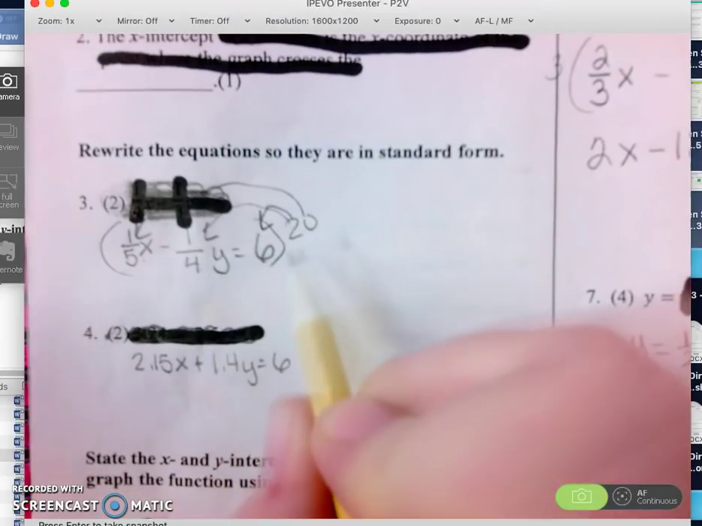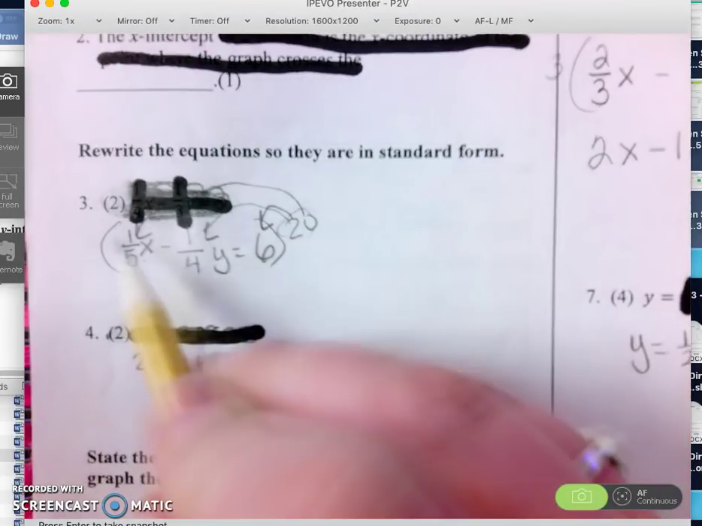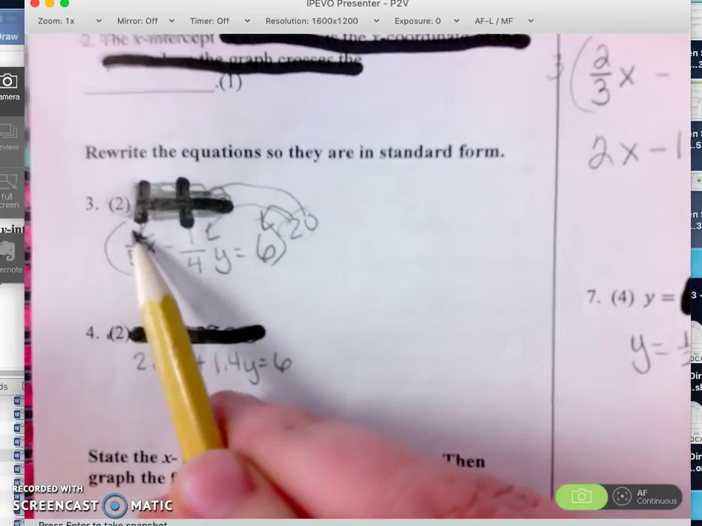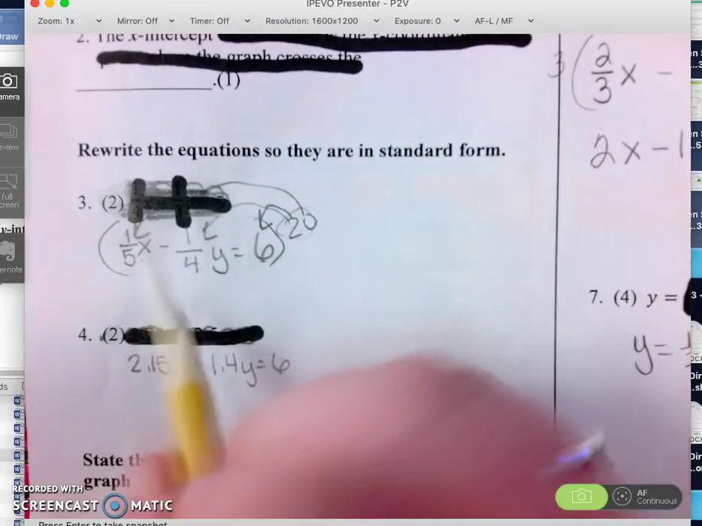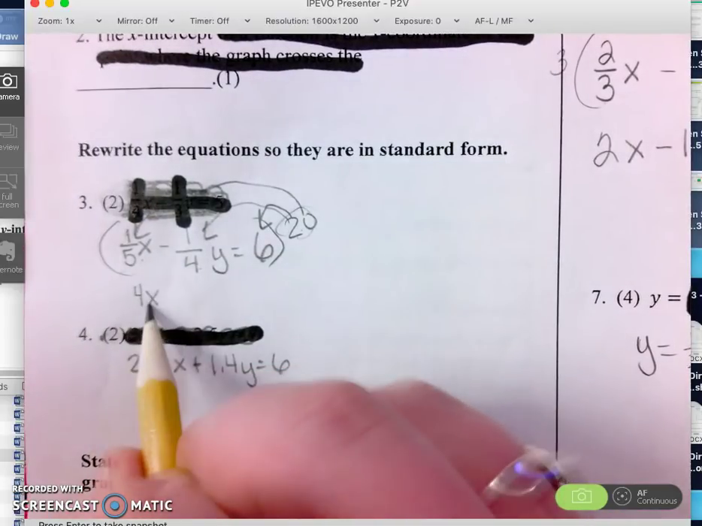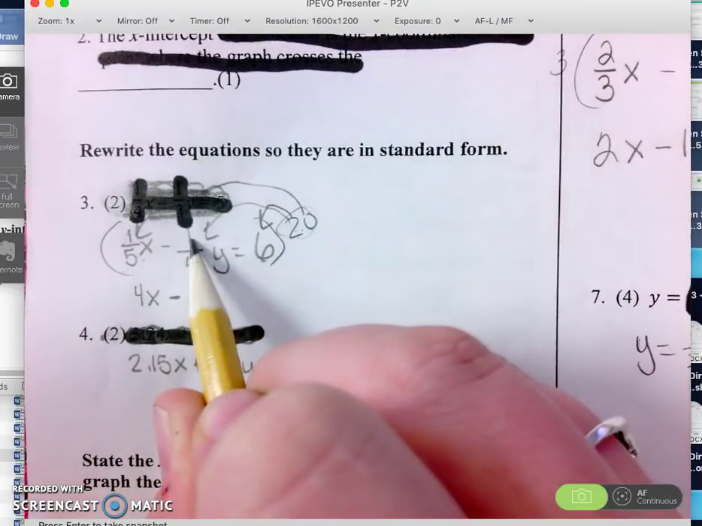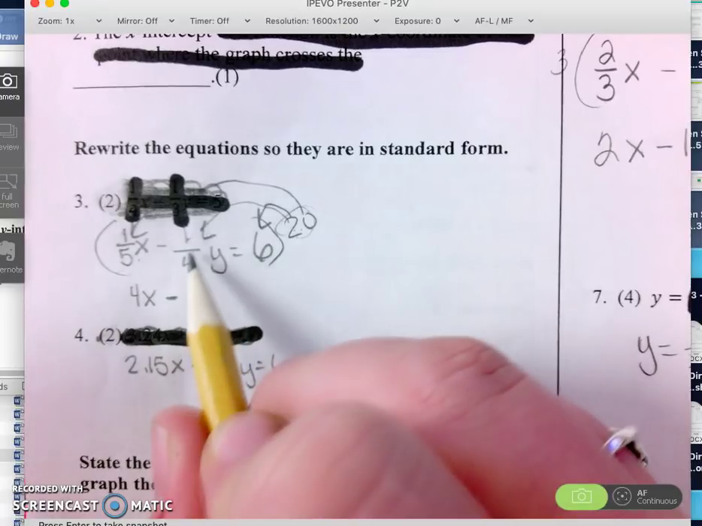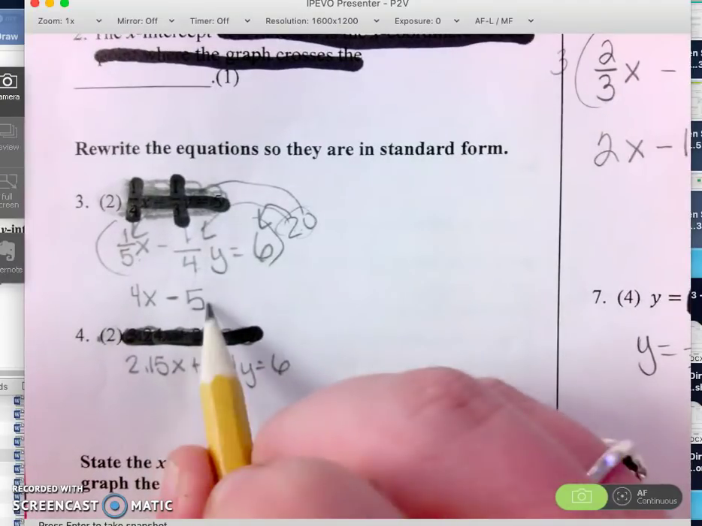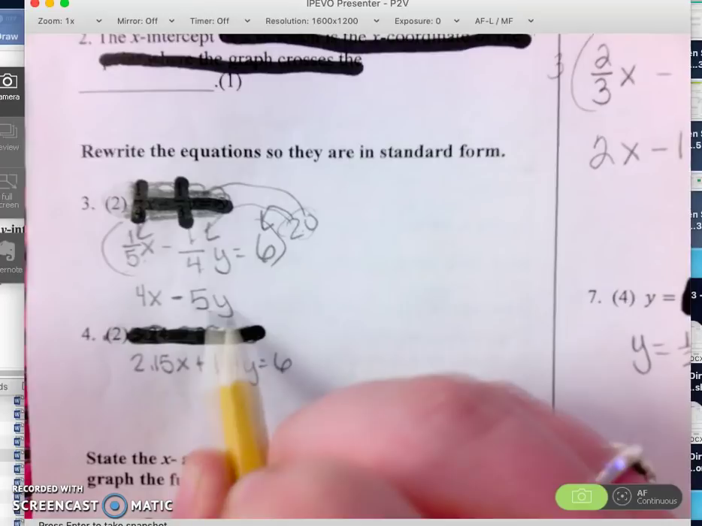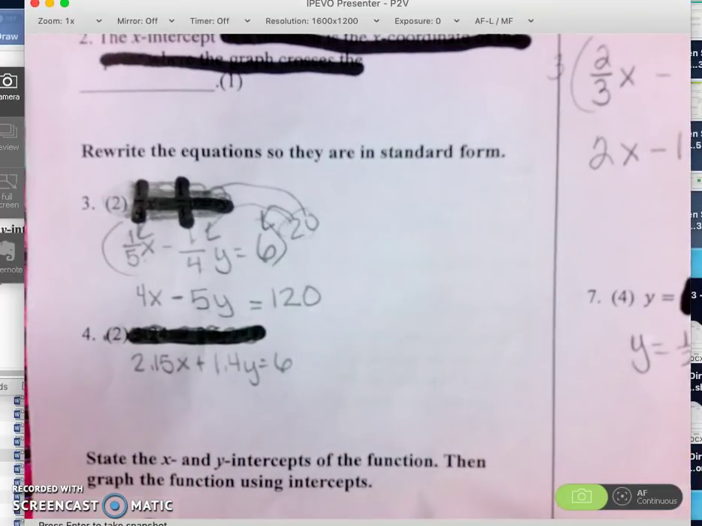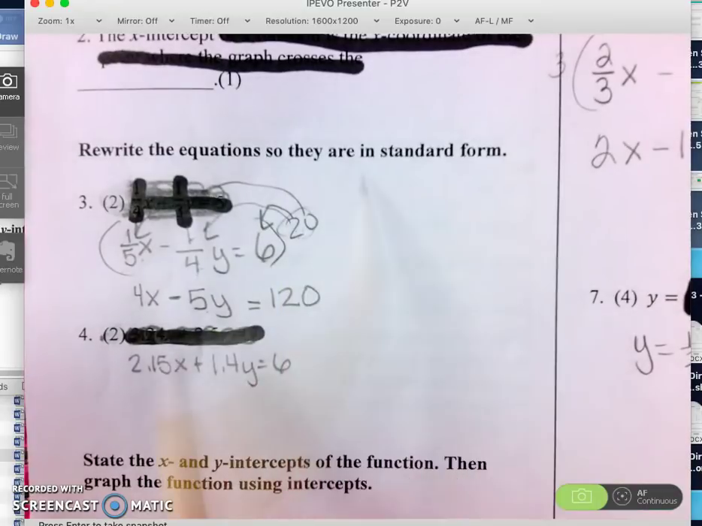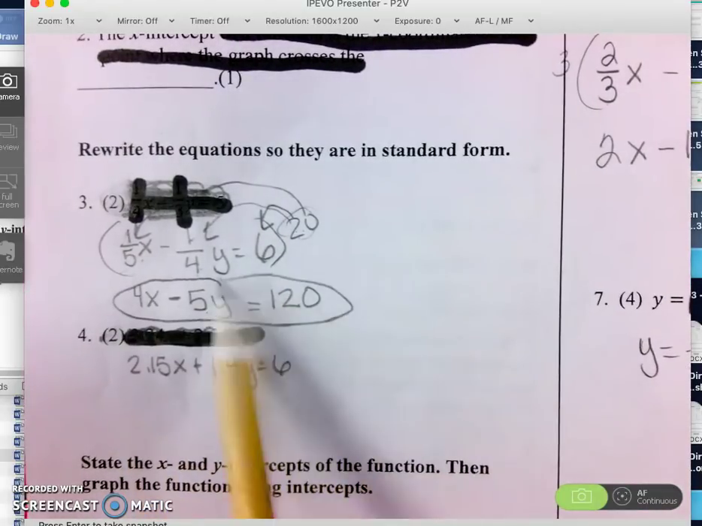All right, so 1/5, remember a whole number multiplied by a fraction, you do 20 times 1 and divide by 5. So 20 divided by 5 is 4x. And then 20 times 1 is 20, divided by 4 is 5. So 4x minus 5y equals 120. And that's all you're going to have to write. Rewrite the equation so they're in standard form. This is in standard form.